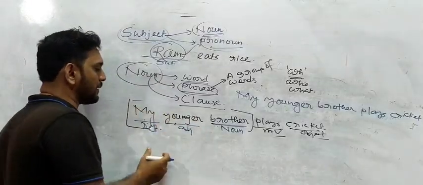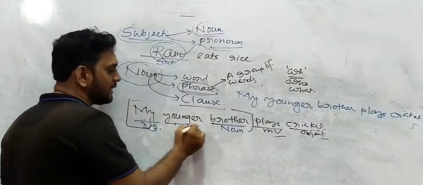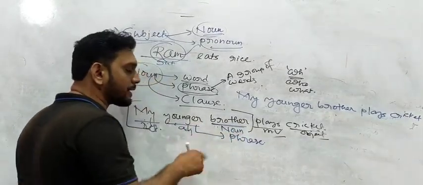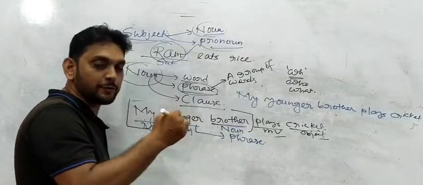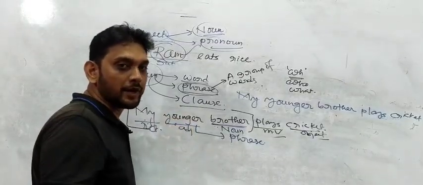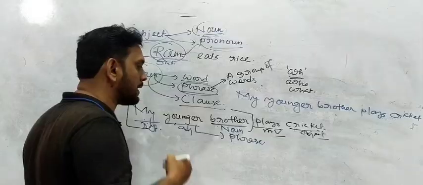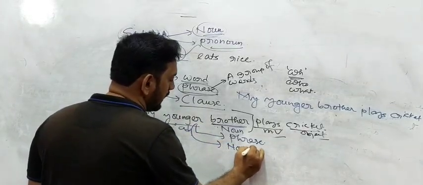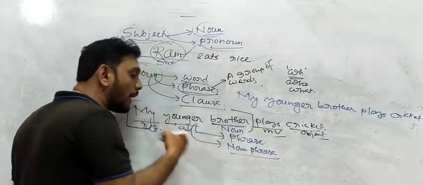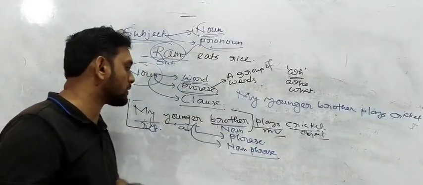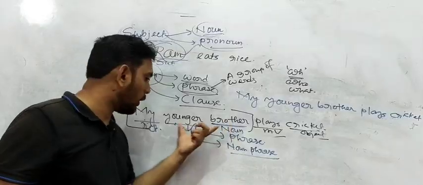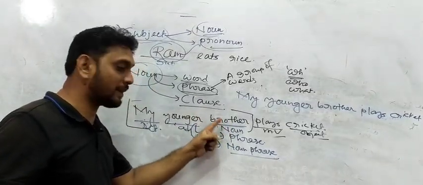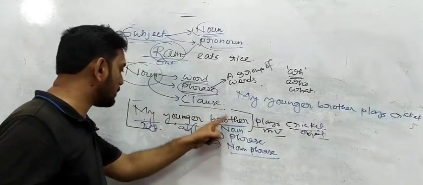So what I want to say, my friend, is that my younger brother is a phrase. First of all, it's a phrase. And if you want to define what kind of phrase it is, because phrases are also categorized in different ways: noun phrase, adjective phrase, adverb phrase, prepositional phrase. So it will be the noun phrase of a sentence. Why do we call it the noun phrase? Because the last word, the head word of this group of words, is a noun.